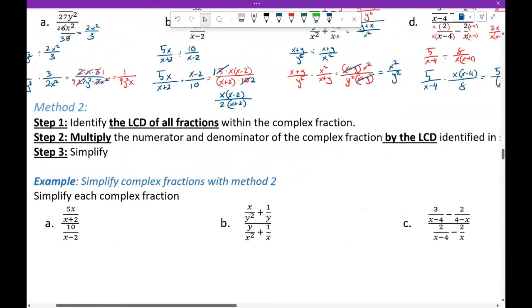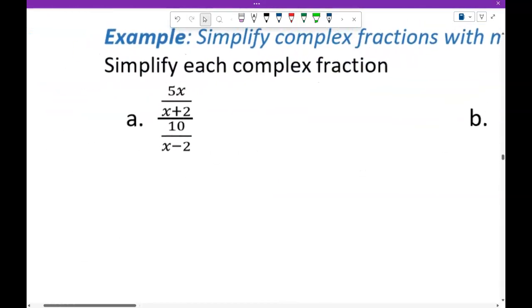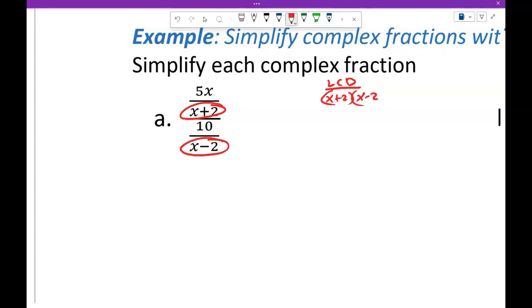So you'll notice how a, b, and c are the same as b, c, and d from before, and we should get the same answers using a different method, and then you can compare how much work is involved. So here we have our two fractions. The denominator of my numerator is x plus 2, and the denominator of the denominator is x minus 2. So my least common denominator will be the product of those two. Now we're going to take the big fraction as a whole, and we're going to multiply it by x plus 2 and x minus 2.